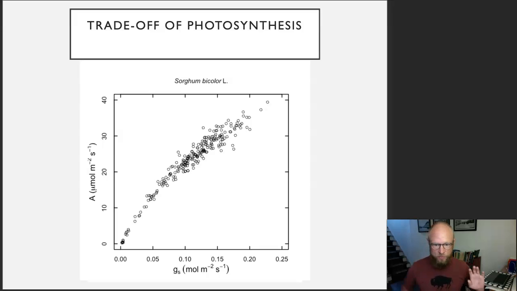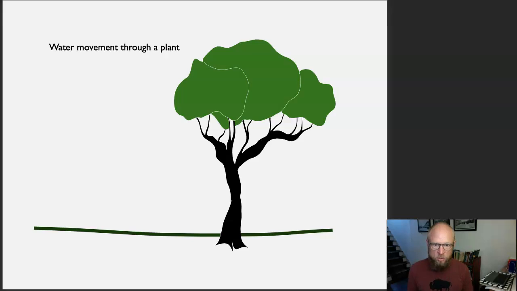Okay, so now we're going to talk a little more about this trade-off, why it occurs, and some other kind of mechanisms and processes related to this trade-off. In order to do that, we're going to talk about how water is actually moving through the plant and why that creates some trade-offs. And so we're going to be talking about what actually causes the water to move, as well as what cells are being used within the plant. So let's first talk about the movement of water.